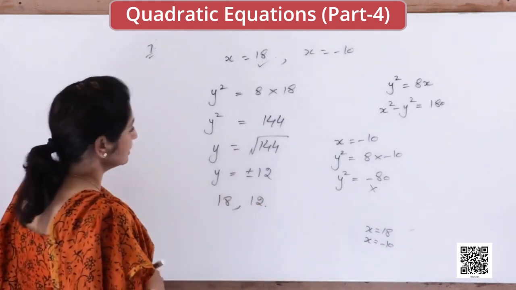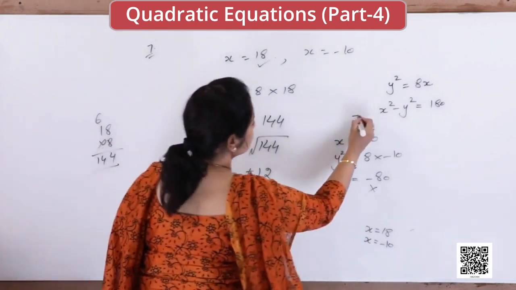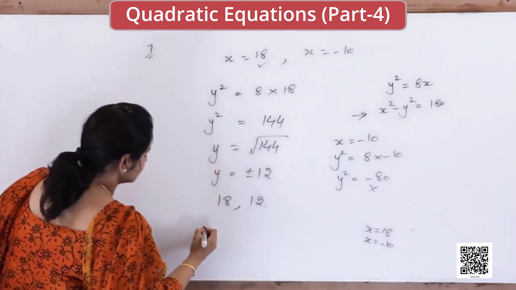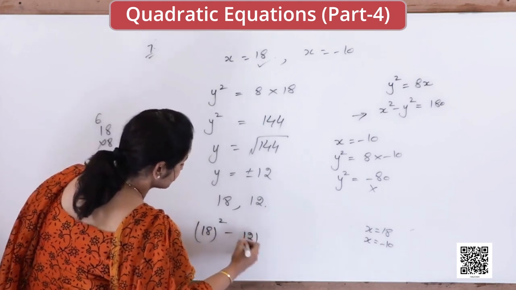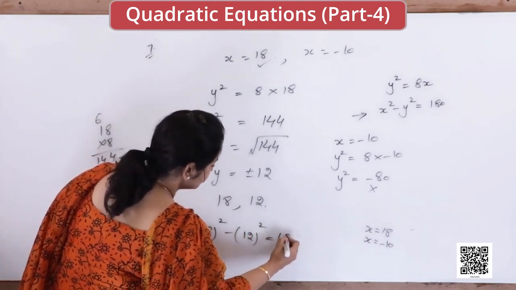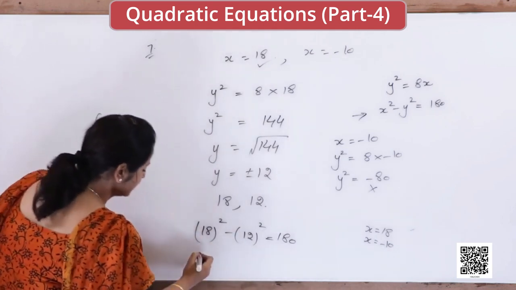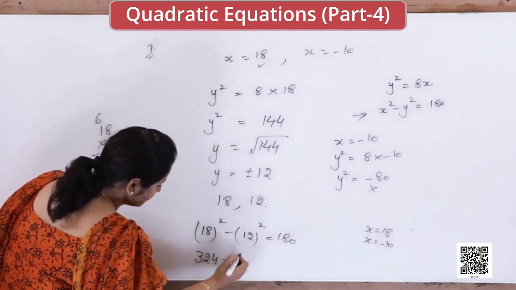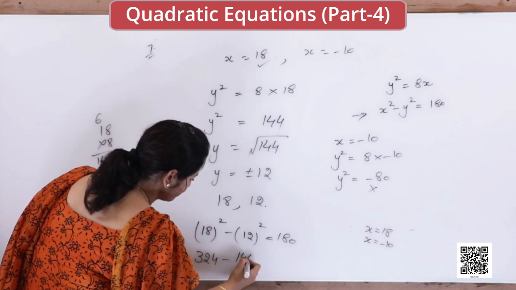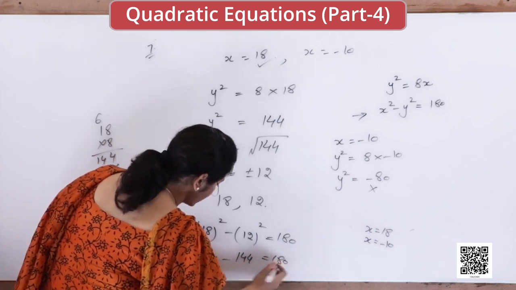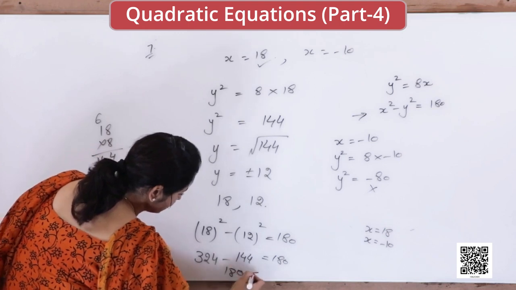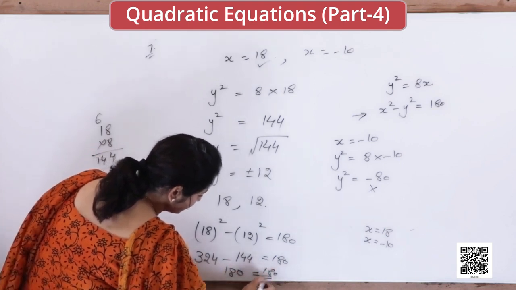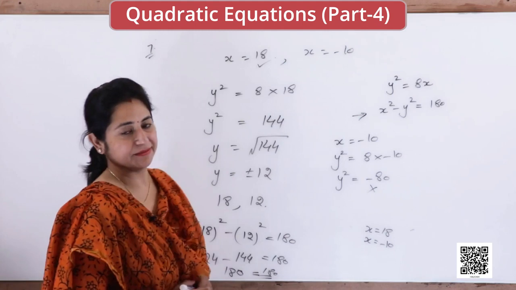Now to cross check it, let's put these values in this equation. So x square, x here is 18, 18 square minus 12 squared should be equal to 180. The square of 18 is 324 minus the square of 12 is 144. It should be equal to 180. Now subtracting this, we will get 180. So 180 is equal to 180. Thus our answer is correct.